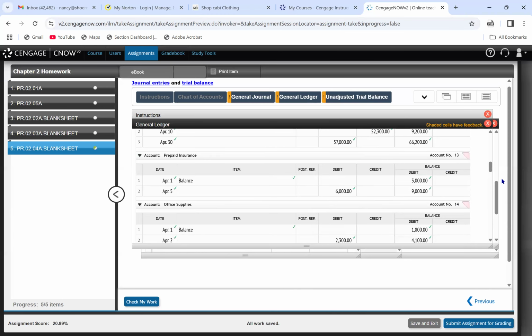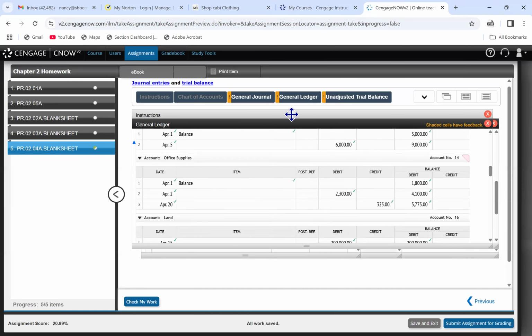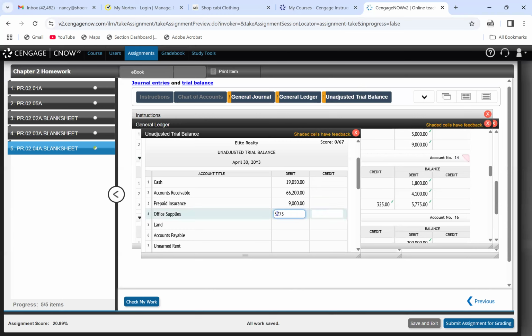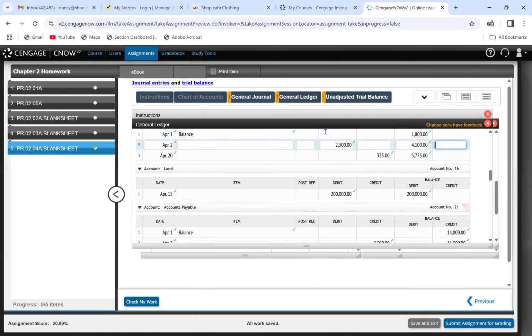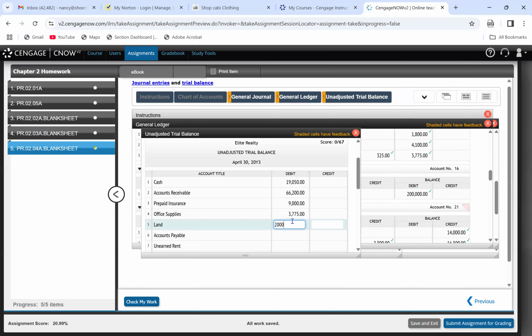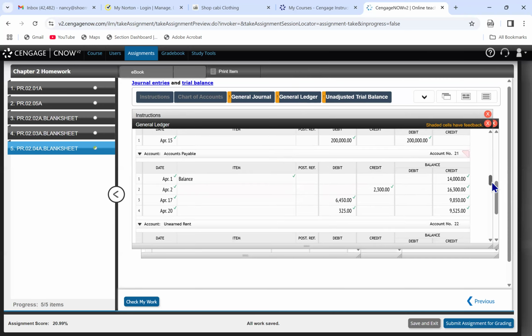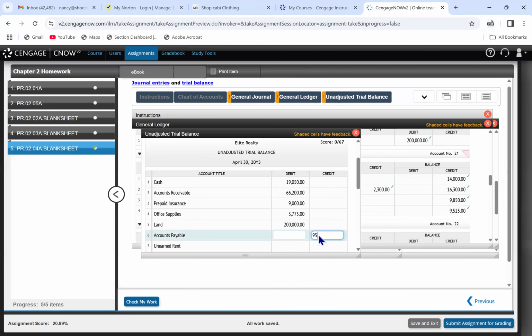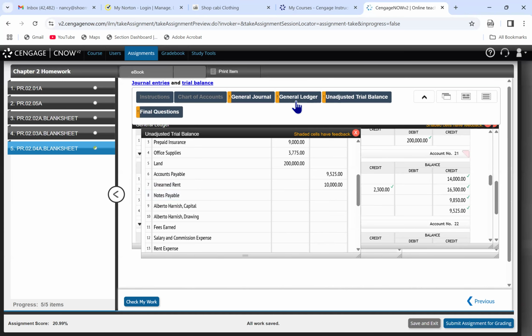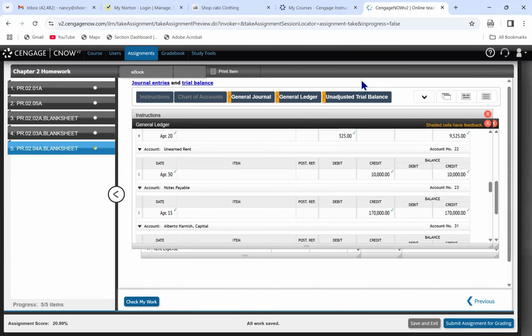Office supplies will be a balance of 37.75. Then our land will be a balance of 200,000. Our accounts payable is now a credit balance. It's a liability, so that's going to be 9,525. The unearned rent is a balance of 10,000. The notes payable should be a balance of 170,000.